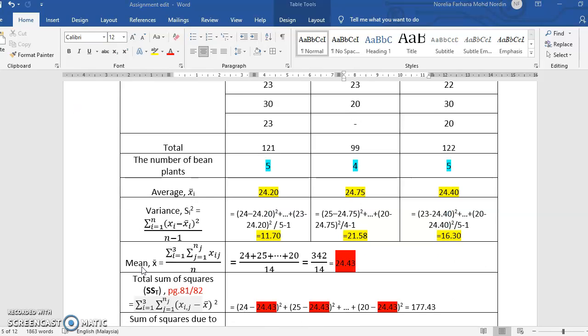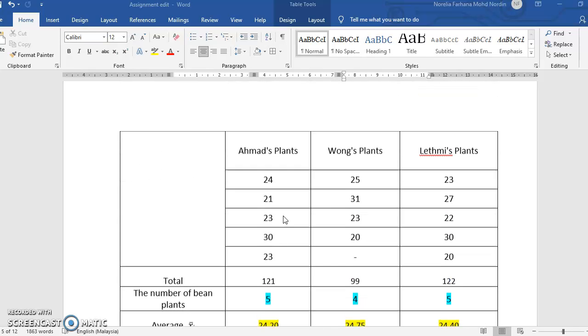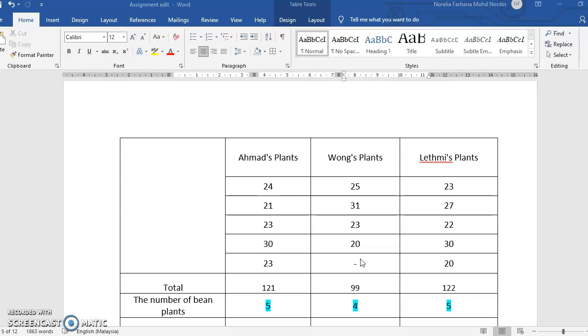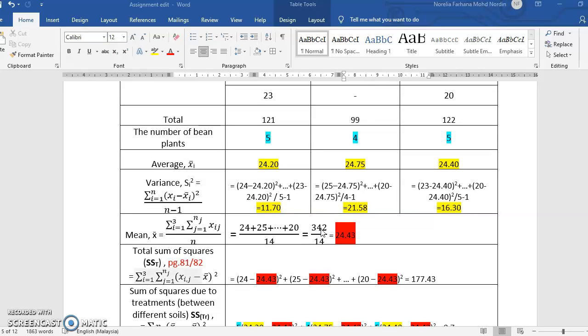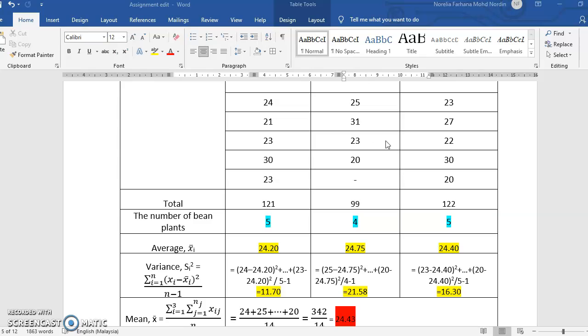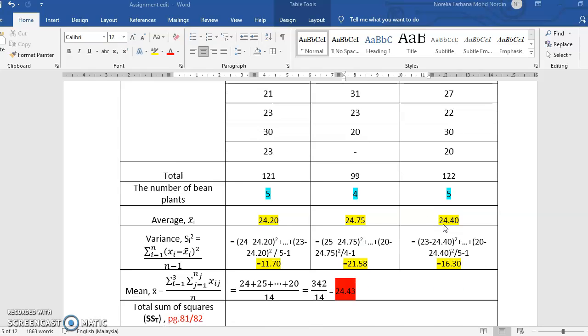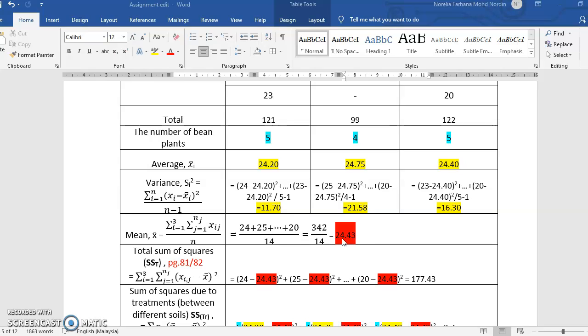The next step, we calculate the overall mean. Add all the data, 24 plus 25 plus 23 until 20, we get 342, and then divide by the number of samples, which is 14. 5 plus 4 plus 5 is 14. So the answer is 24.43.